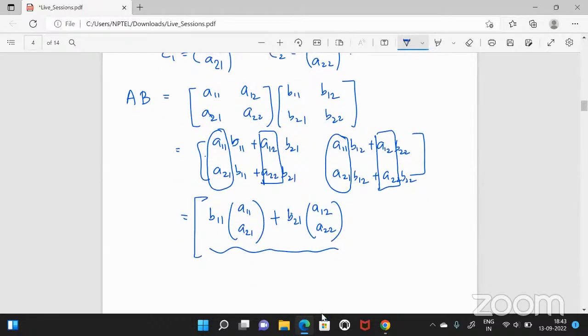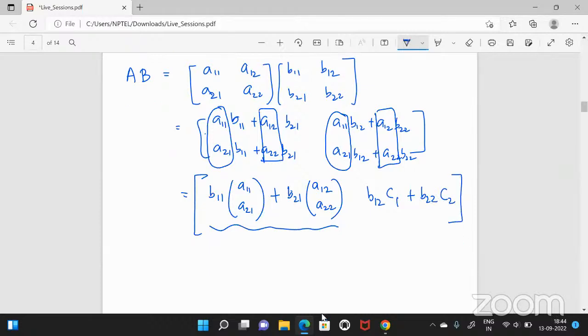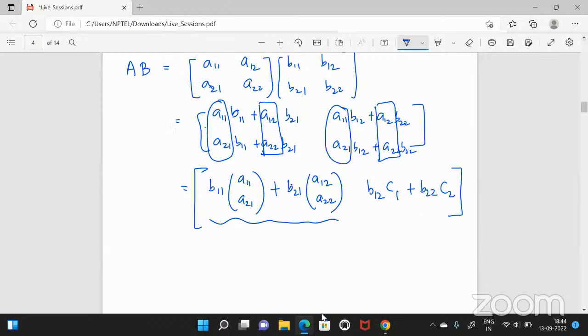Now this is the first column of AB. I haven't written AB fully. This is the first column. Second column, similarly, I can write it as B12 C1 plus B22 C2. So with this, can you answer the options? It's just a different way of expressing the product.